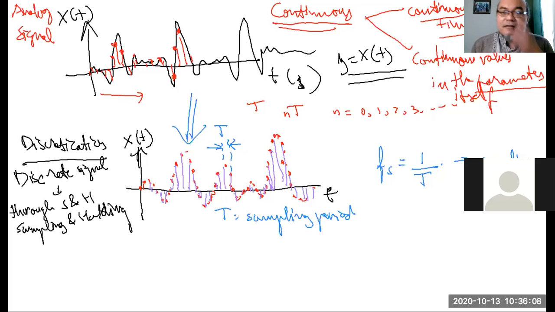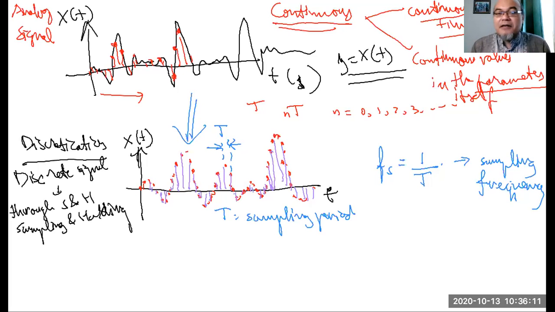If we have a very high sampling frequency, the sampling period is small, right? Because it is the inverse. If Fs is high, T is very small. If the sampling period is very small, it samples very quickly. So the distance between each point becomes very close to each other, which resembles the analog signal more. The discretized signal will resemble the analog signal better.